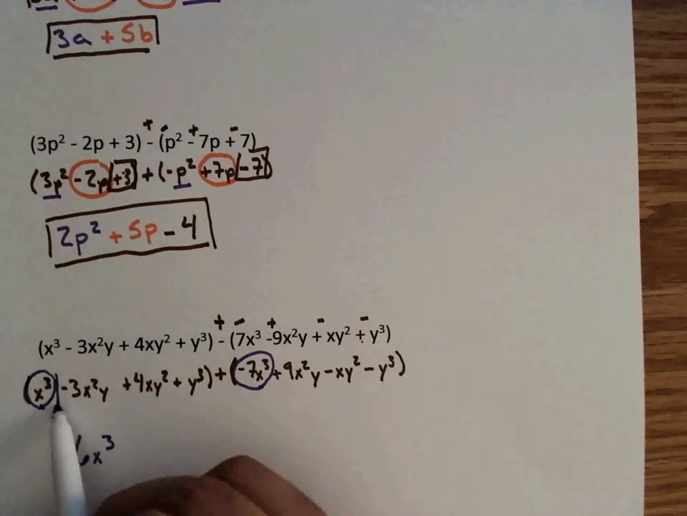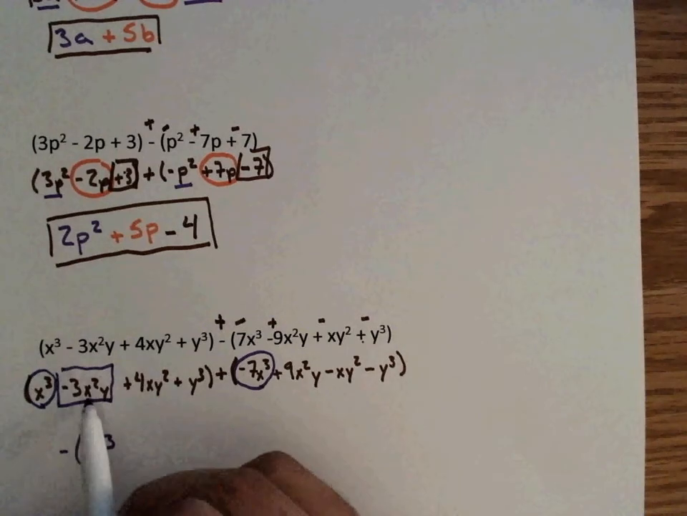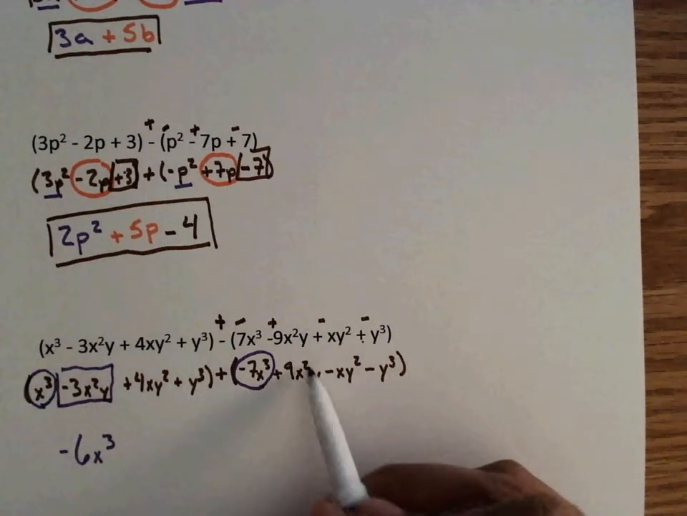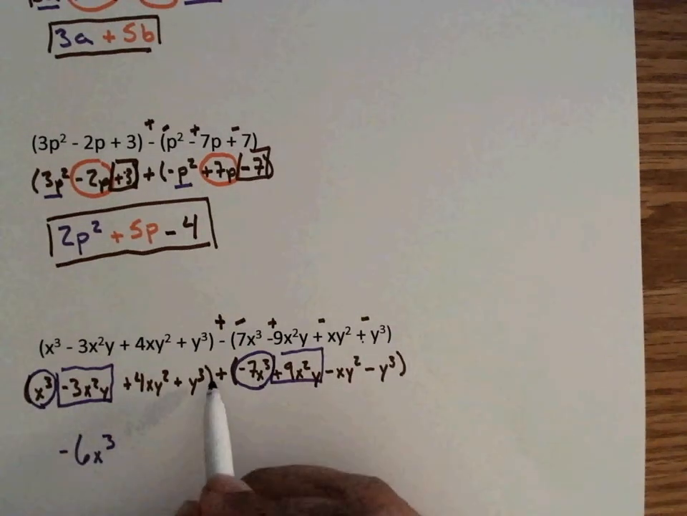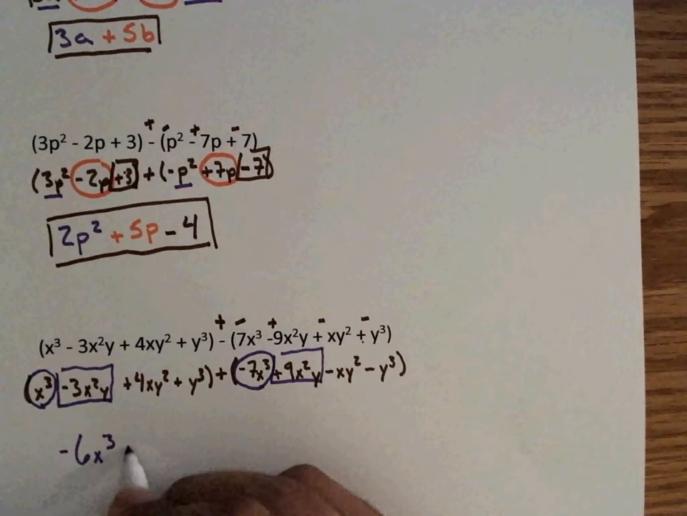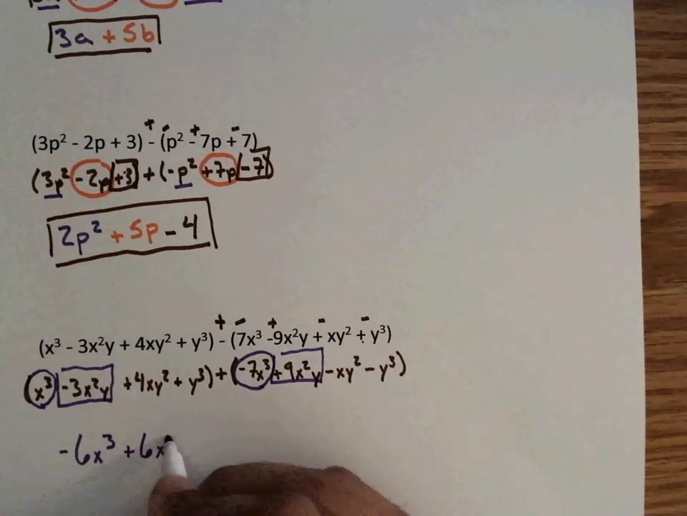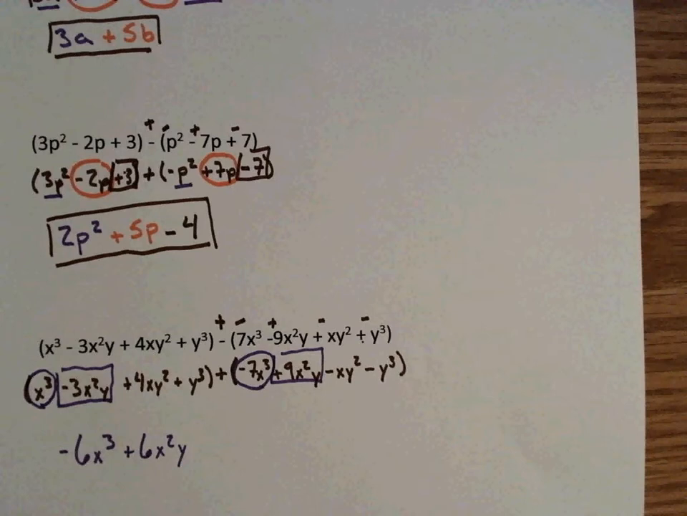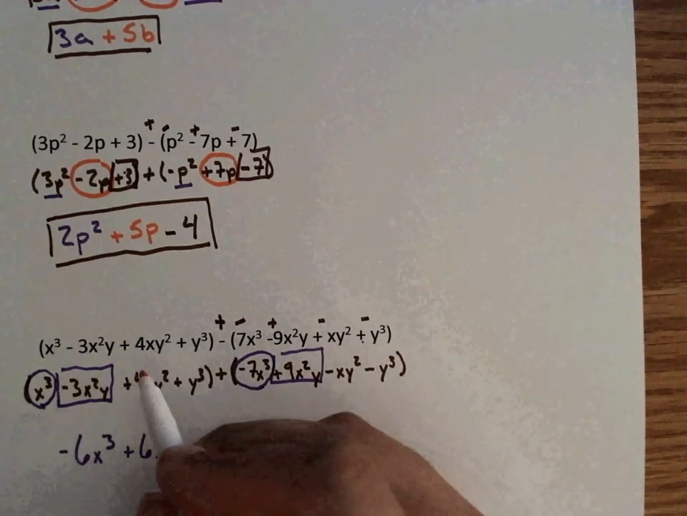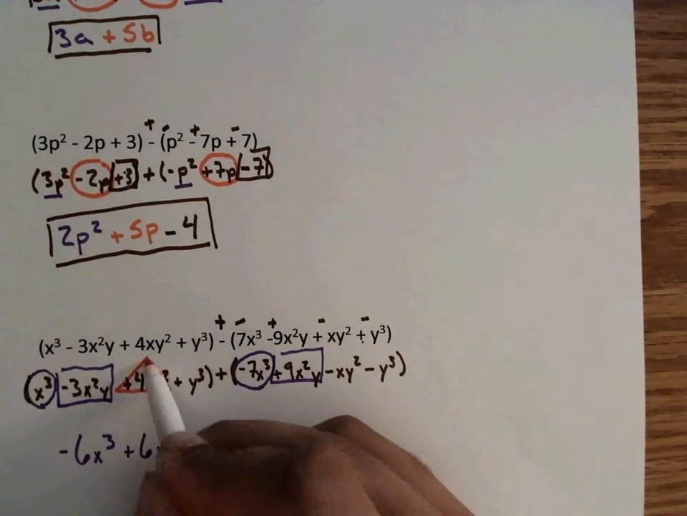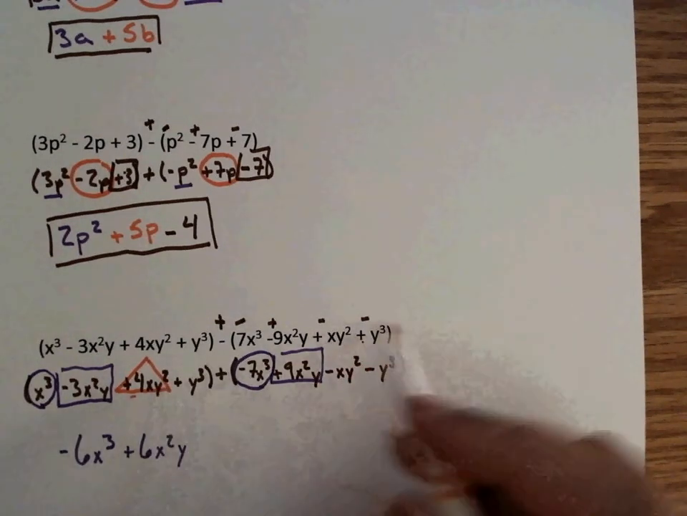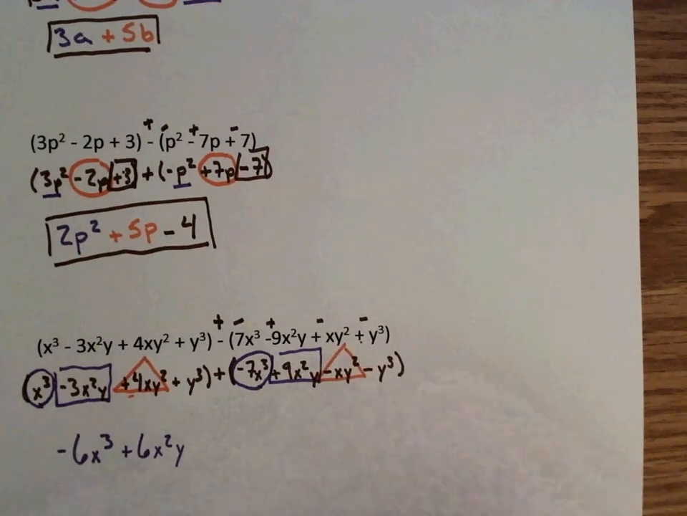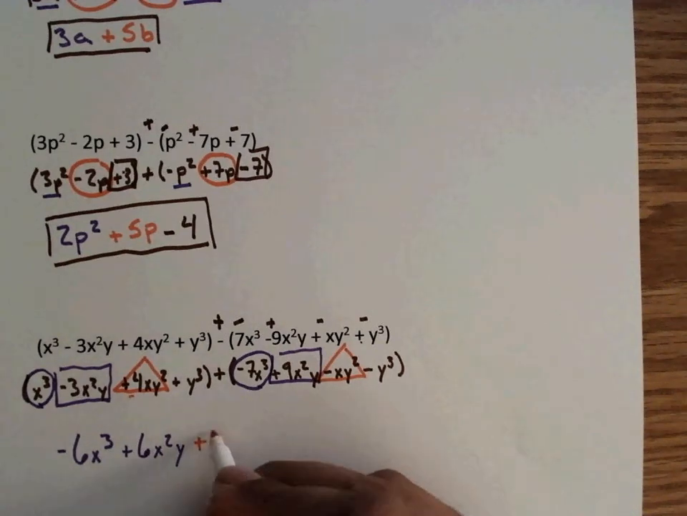When going to my next term, we have negative 3x squared y. So I'm looking for x squared y. There's an x squared y. So negative 3 plus 9 will give me 6x squared y. And I'm going to see if there's any 4xy squared. There's an xy squared. So here's one. We have a negative xy squared. So 4 plus negative 1 will give me a positive 3.